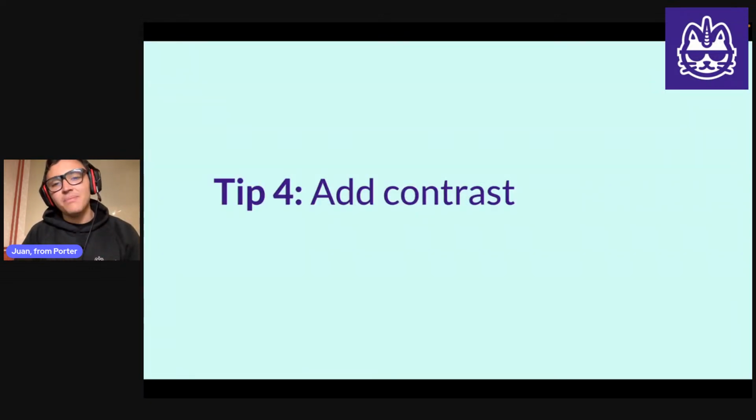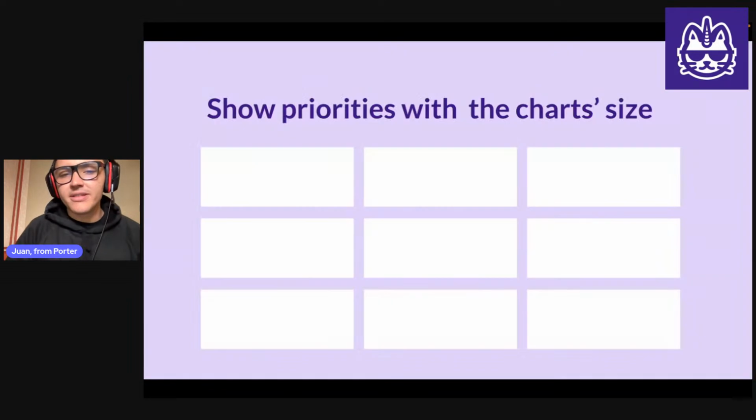Now, the next tip is contrast. Let's think of this. I told you in this presentation, hey, you need to show what your priorities are. You cannot have 20 metrics that are KPIs, that are priorities. And when you visualize data, we visualize it like this.